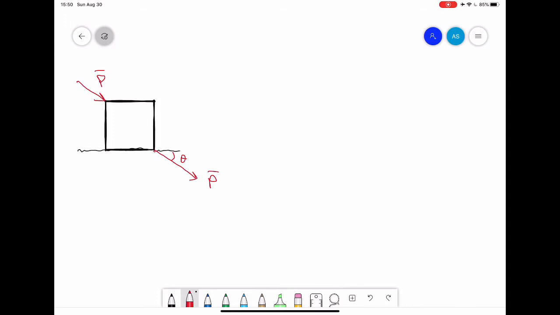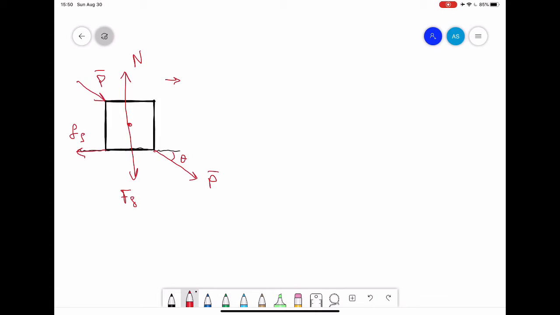Now, since the box is stationary and it's trying to move in this direction, our static friction force is pointing in this direction. We also have here the weight of the crate, which is Fg. Now we also have a normal force, which is pointing upwards. Now let's write down the equations.